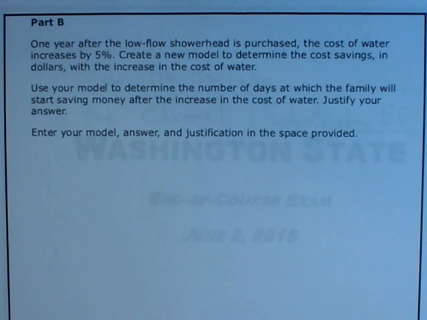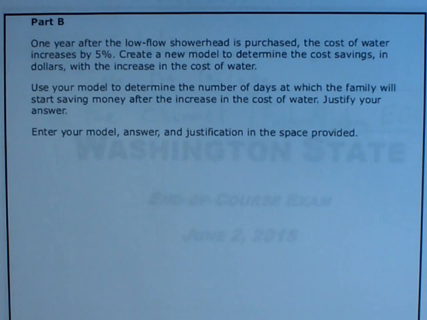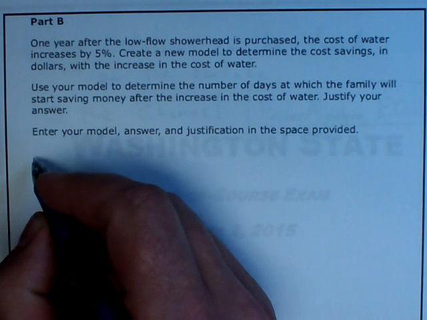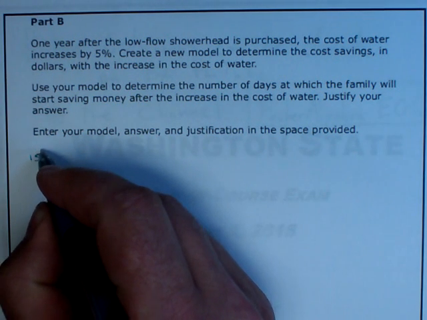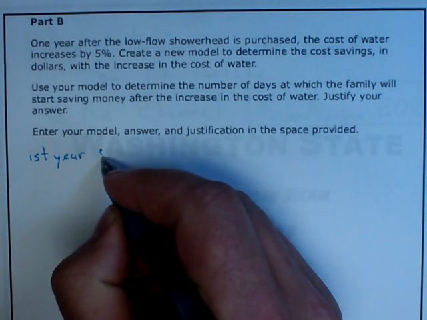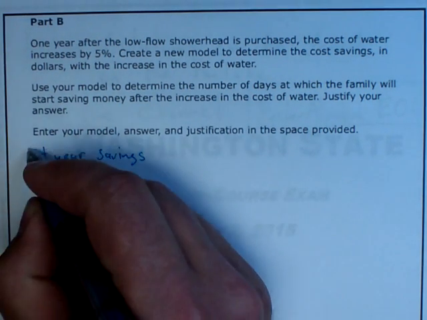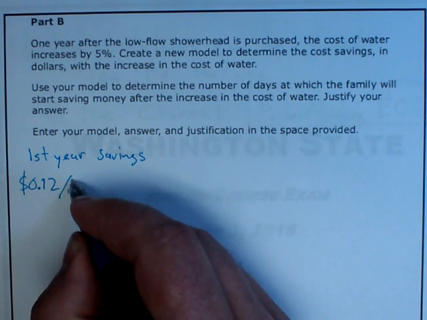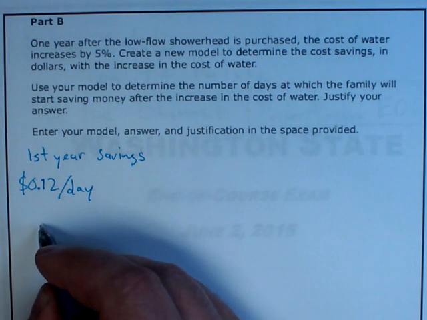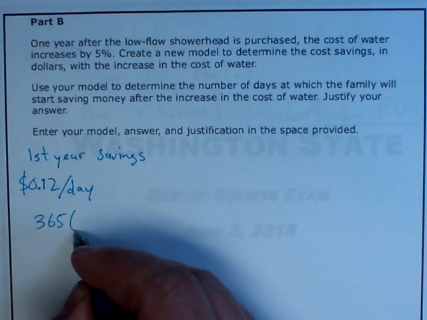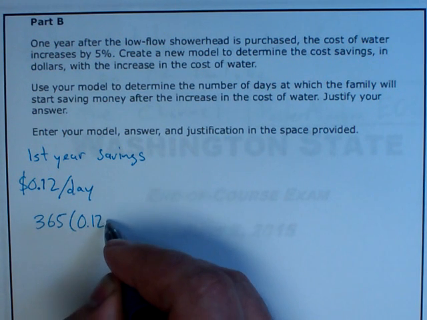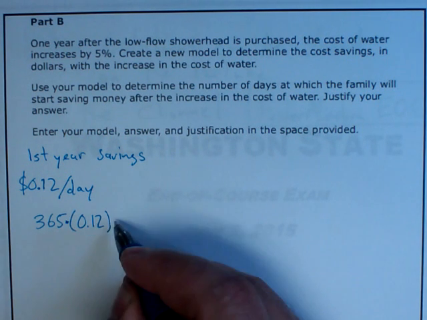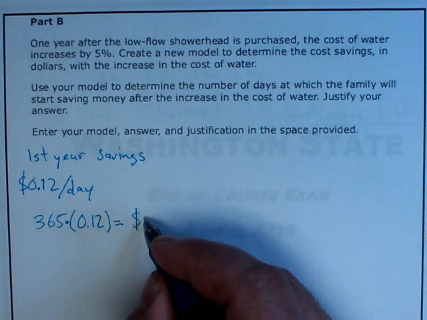Okay, so for the first year, everything remains the same. So let's just figure out how much money they save in the first year. So we found from the last problem, first year savings, they save 12 cents per day. So if there's 365 days at 12 cents per day, our savings would be $43.80.